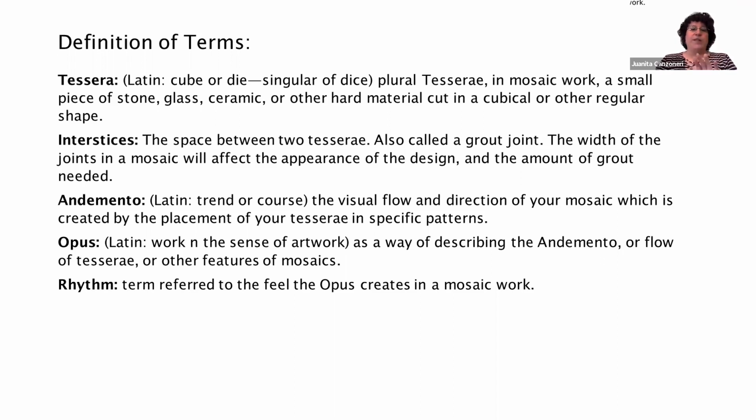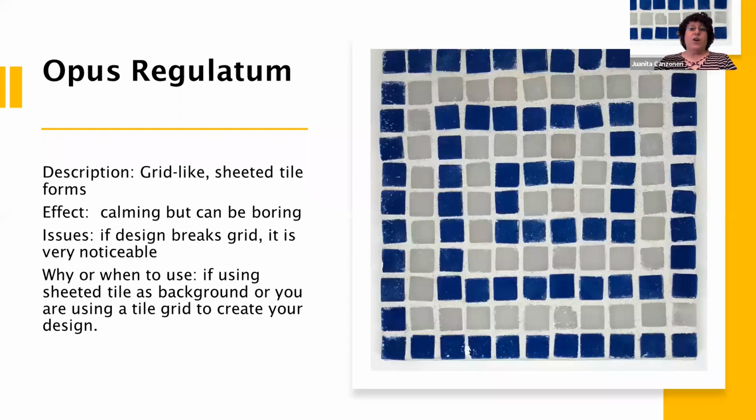And the opus, you may have heard the term in music, it just is Latin for work. And in mosaics, it's a way of describing the Andamento, the flow of the tessera, or other features. And then there are probably more forms of opus that came up that I knew of, and others that came up in just a generic search. So opus regulatum is a grid.